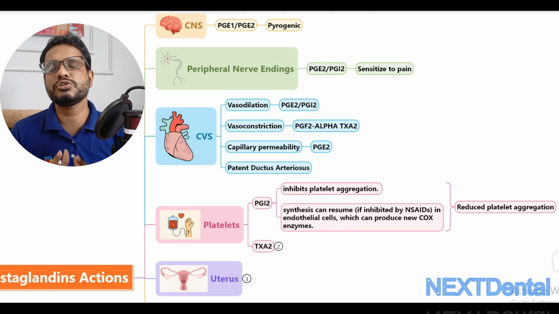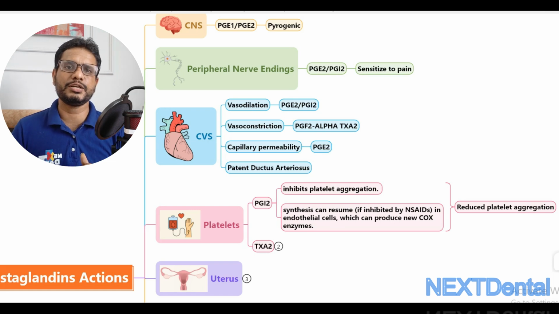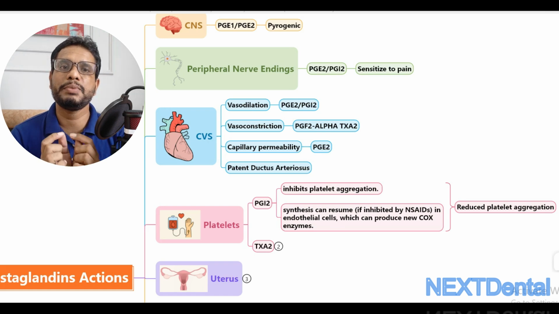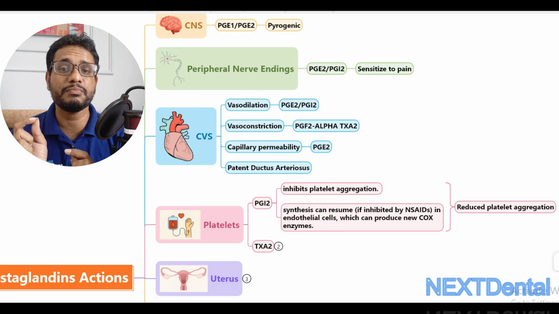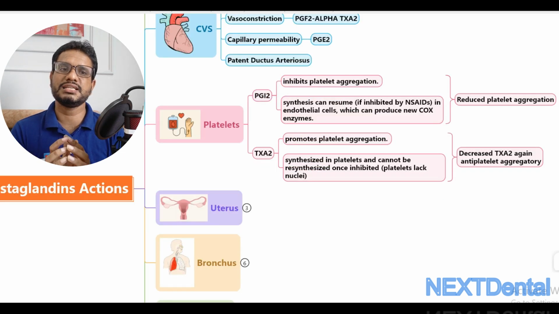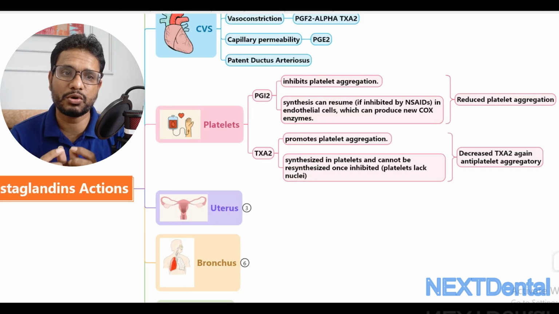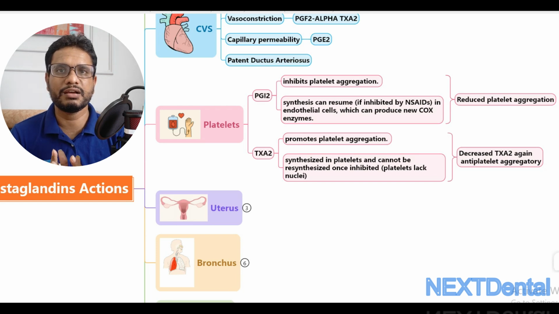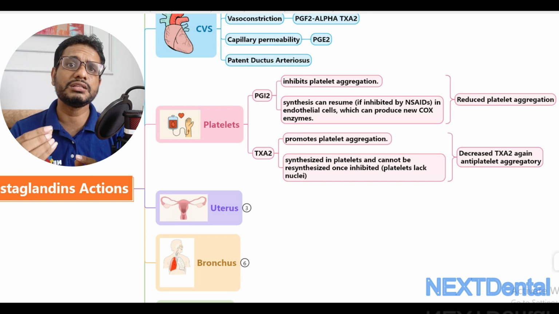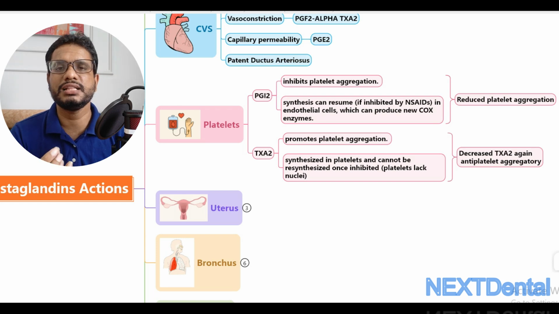Then comes thromboxane A2. This thromboxane A2 promotes platelet aggregation. Remember, these are very important for exam. These are synthesized in the platelet, and we know platelets are not going to have what? They do not have a nucleus, and that's why these are not going to be resynthesized later.